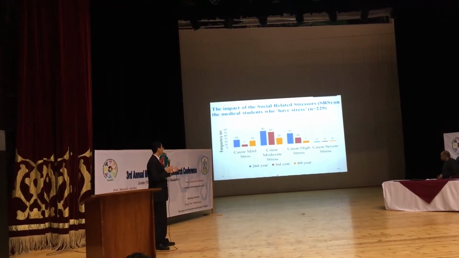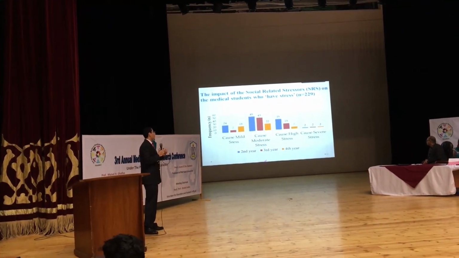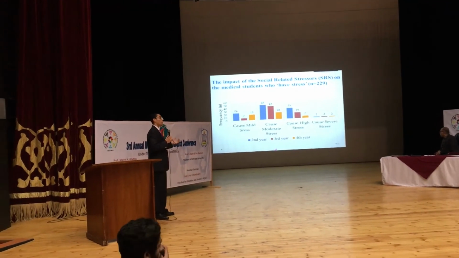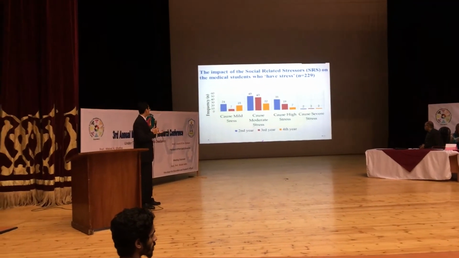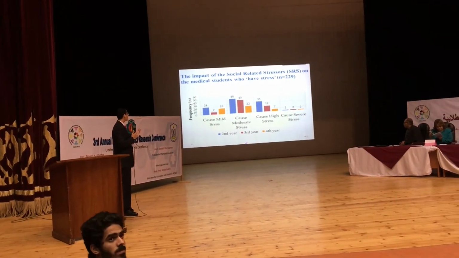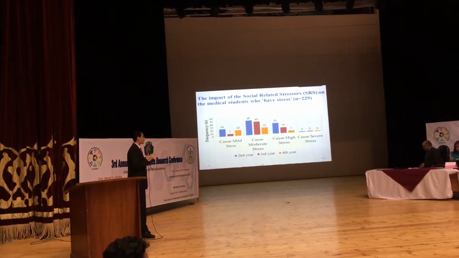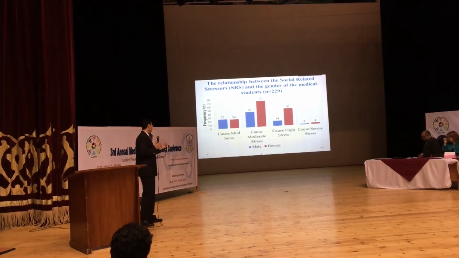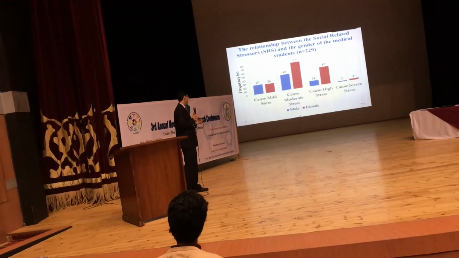This is a social related stressor. Refers to leisure time for family and friends, time for own self, social activities. So we found that social related stressor causes moderate stress to the second, third, and fourth academic year. It causes moderate stress also to the males and females.